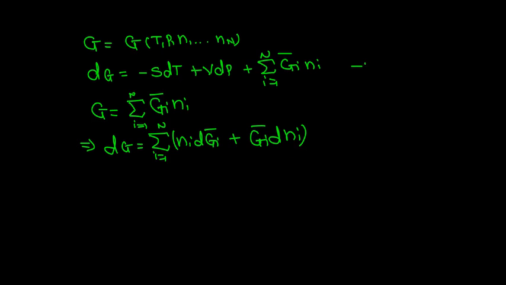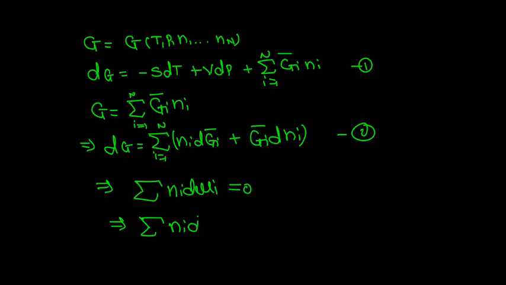By comparing equations 1 and 2, what I get is simply summation Ni d mu I equals 0, which is again nothing but summation Ni d Gi bar equals 0. So in a similar manner I can write the generalized Gibbs-Duhem equation. And what would that be?